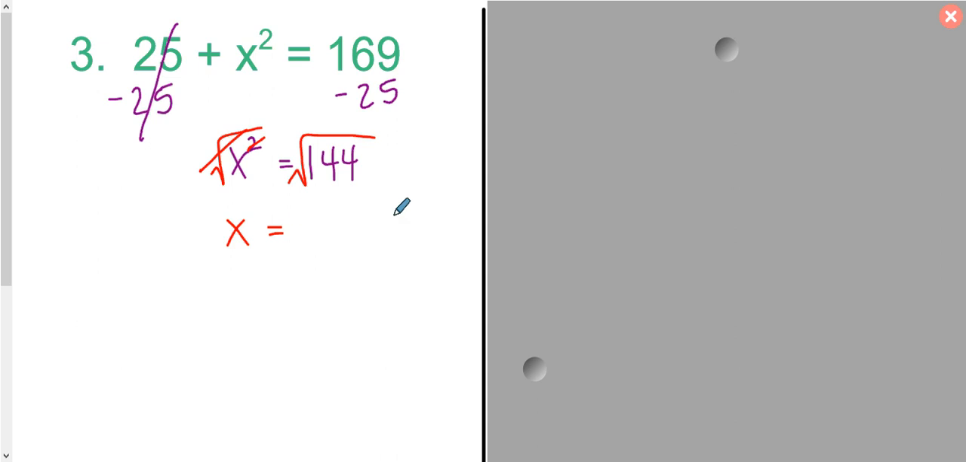And the square root of 144, I know, is 12. Because I added a square root in, I'm going to put plus minus in front of it, and that is my final answer. Positive 12 or negative 12 would both make this equation true.